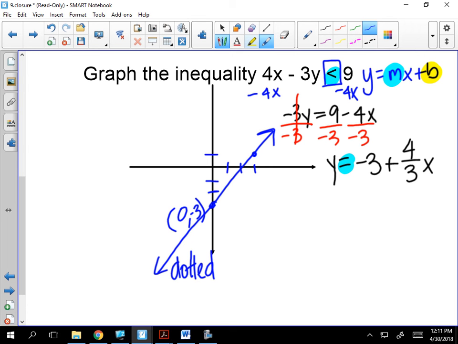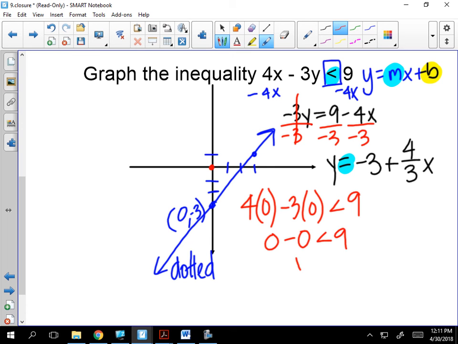The last thing that you want to do is test a point. And again, I really like to test 0, 0. So we're going to plug it in for x and y and see if it makes it true. Is 4 times 0 minus 3 times 0 less than 9? Yes.